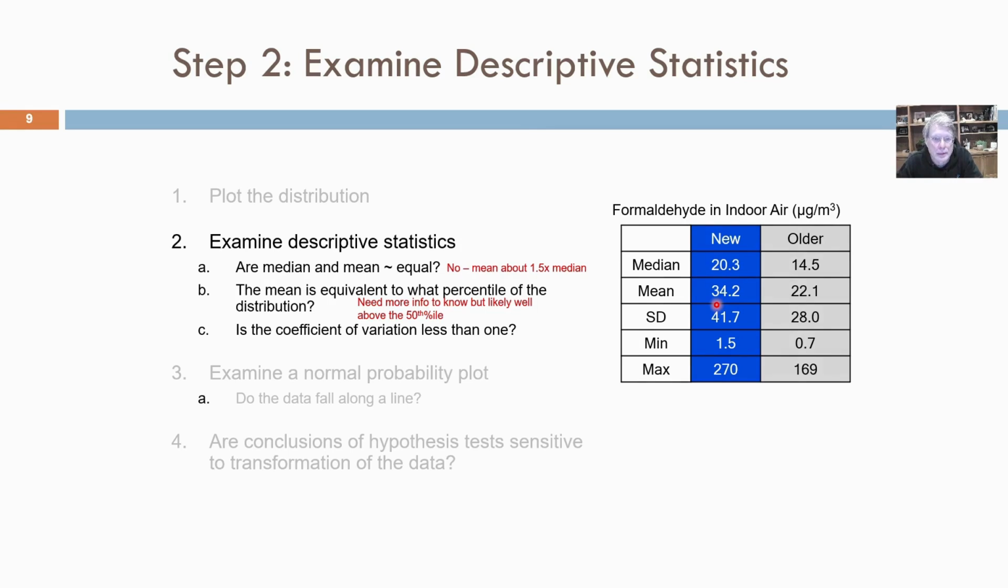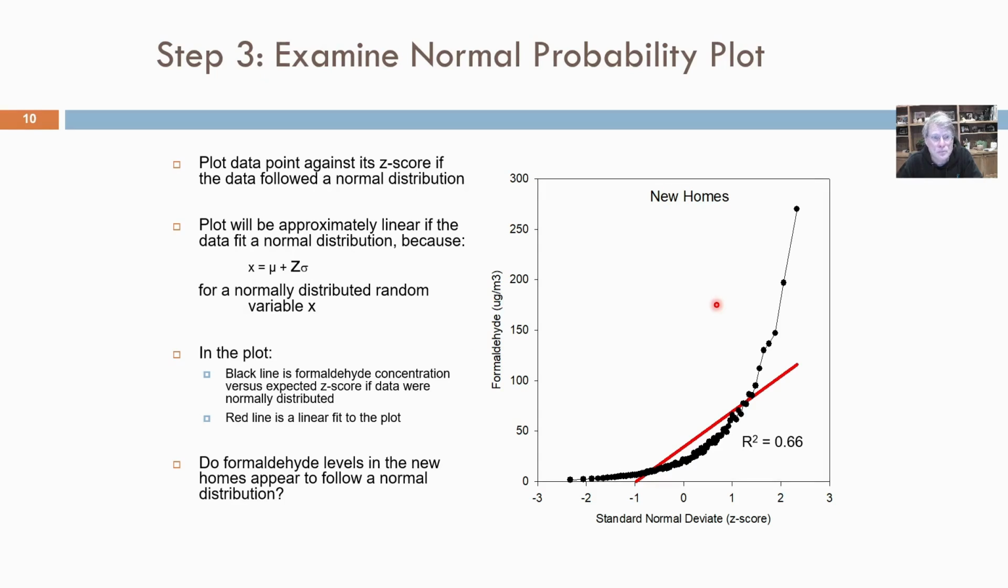So here are the observations or responses to these questions. Step 3, examine a normal probability plot. A normal probability plot for the new homes is shown on the right. So the lower axis is the standard normal deviate, or z-score, that goes with each observation, assuming the data follow a normal distribution. And then the y-axis is each value, the value that corresponds to each z-score.